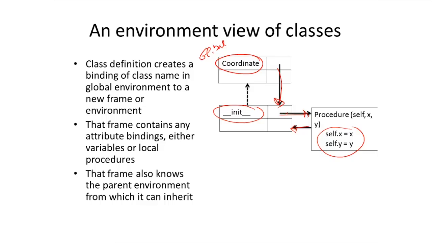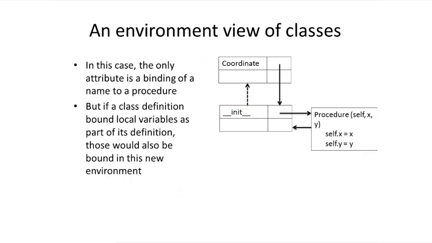And notice that the frame knows the parent environment from which it can inherit. So it knows right here that it came from that initial frame. So in this case, for coordinate, the only attribute we had was the method. So there's a binding of the name to a procedure. But if a class definition also bound local variables as part of its definition, then those would also be bound in this frame. So we might have foobar bound to 5 if that was also part of the definition of coordinate as a class. So the frame here, representing the class, has all of the local attributes of the class, not of the instance, of the class.